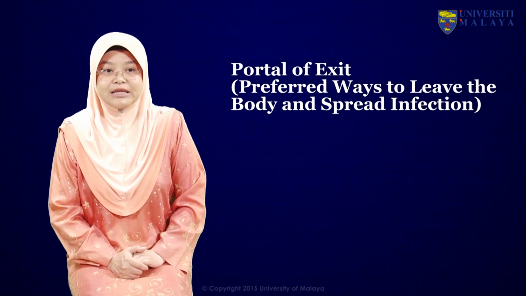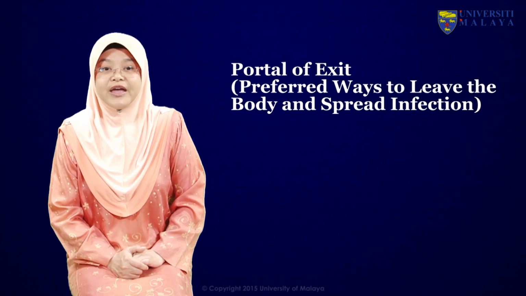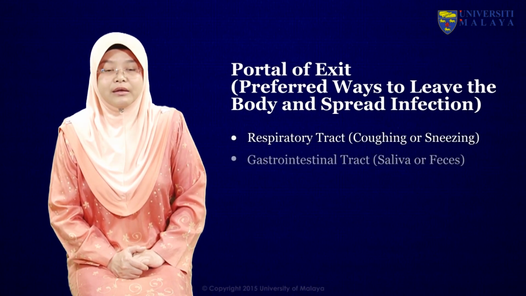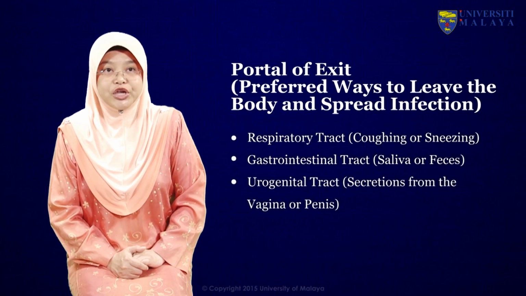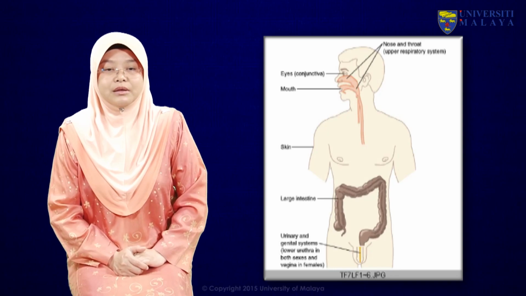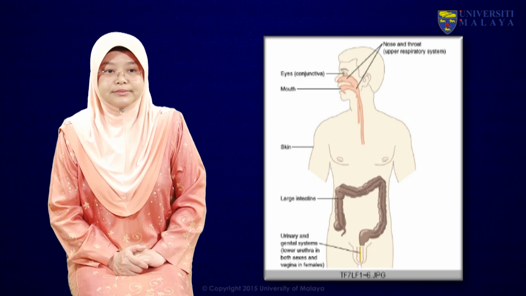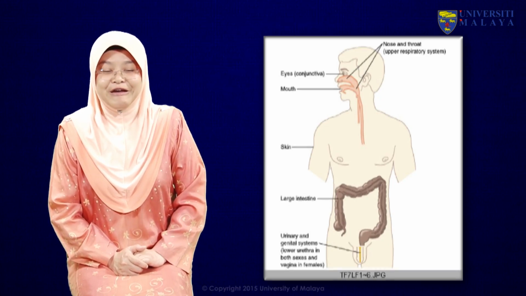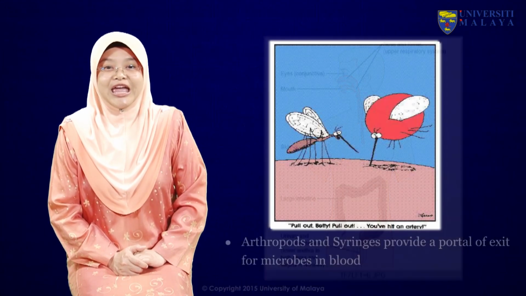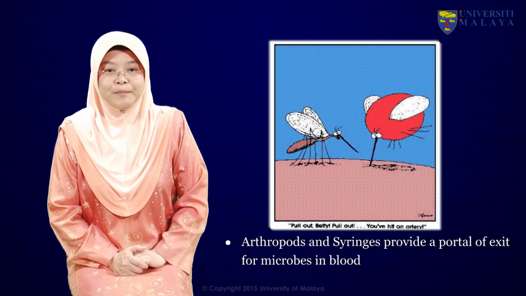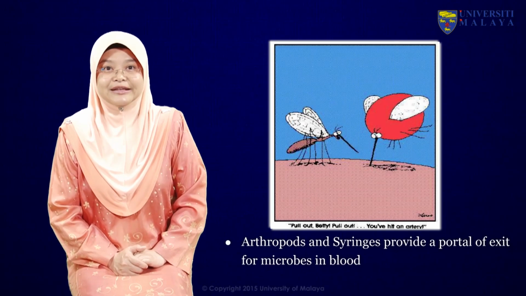The portal of exit is defined as the pathway by which the infective agent exits the reservoir, for example, respiratory tract, gastrointestinal tract, genitourinary tract, skin, blood, or body secretions. In these diagrams, it illustrates how an agent can leave the body and spread the infection. And not to forget, a vector such as a mosquito can serve as a reservoir, and it provides a portal of exit for the microbes in the blood.